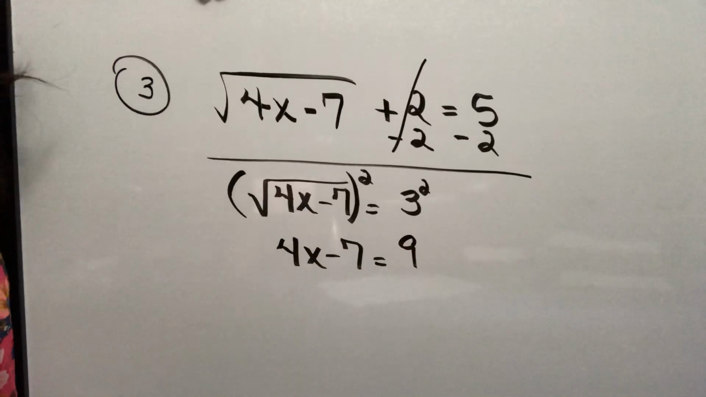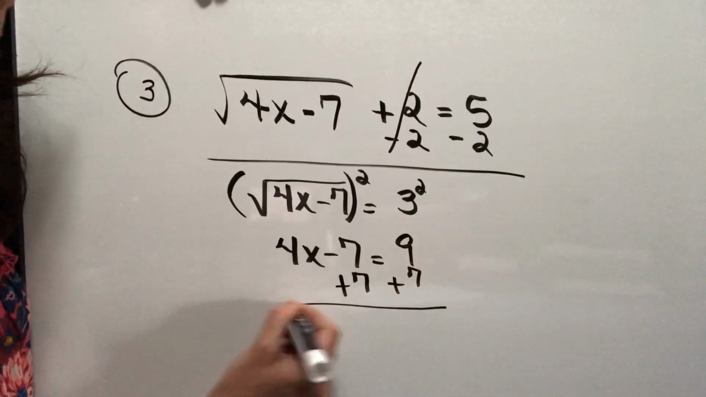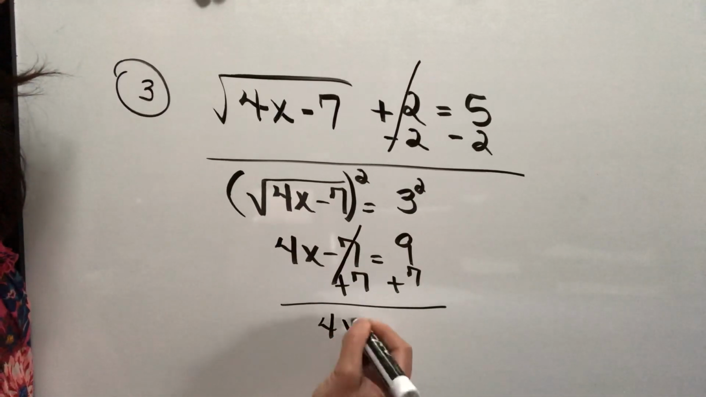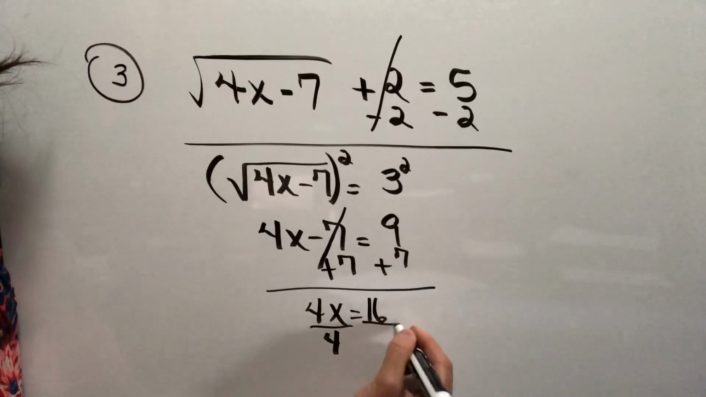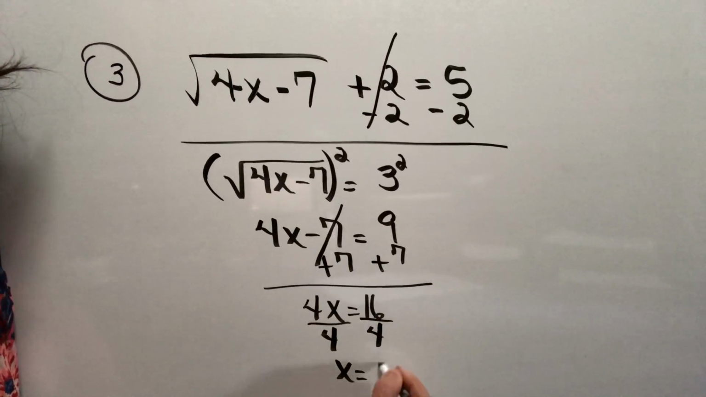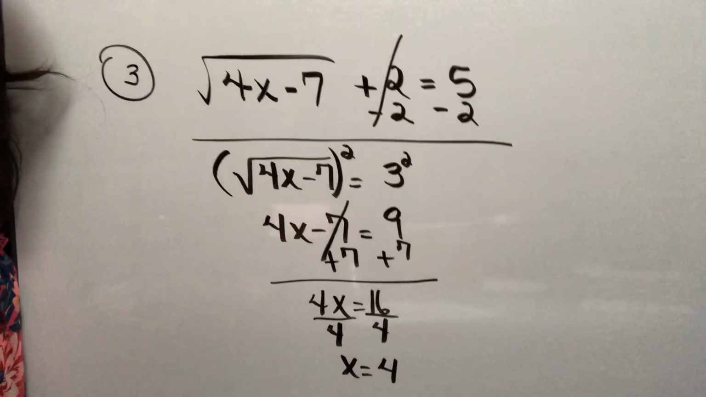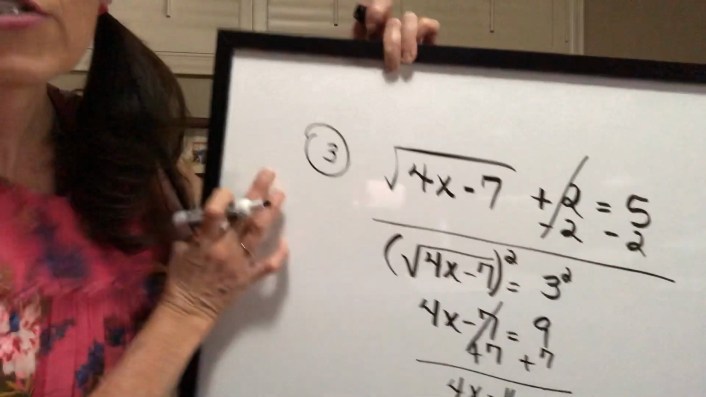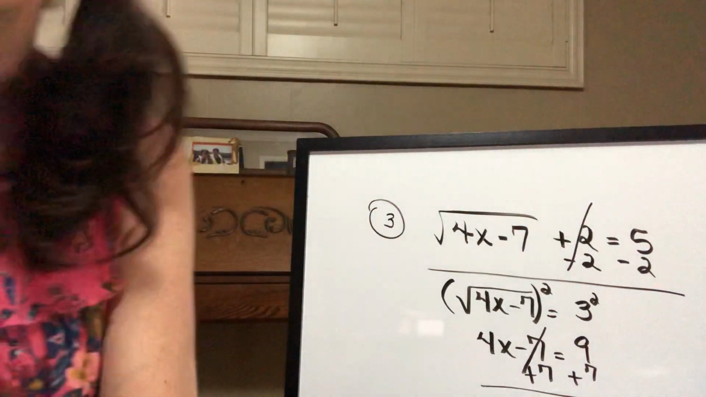So this is another linear equation, simple one. So you would add 7 first. So you would get 4x equals 16 and divide by 4 and x will be 4. Okay, then we would have to go to the calculator and see if 4 actually works when we plug it in. So back to the screen over here.